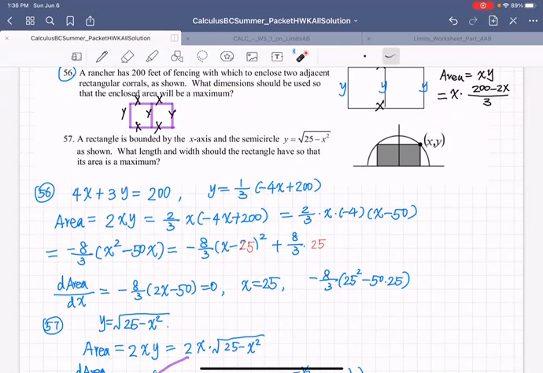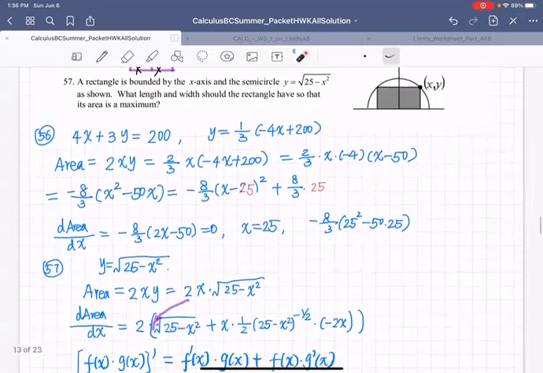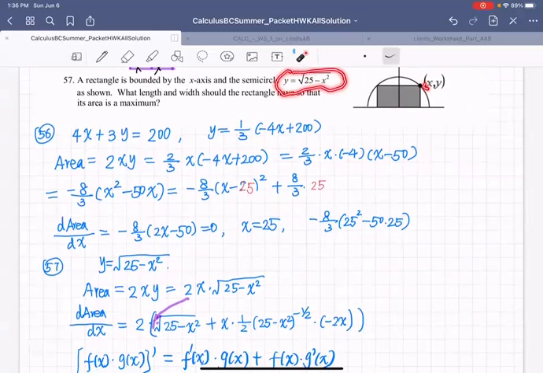Sometimes we have more complicated cases. For example, number 57. You have a semicircle and you have a rectangle bounded here. You will be asked to calculate at what length of x this reaches the maximum. How do you do it? It is easy because this y equals this. And the rectangular area will be just x times y times 2. So 2 times x times y.